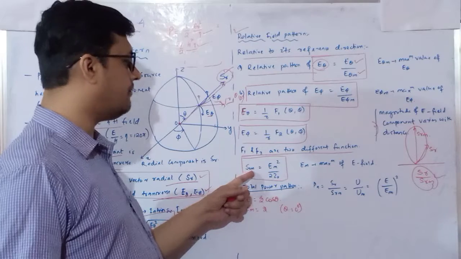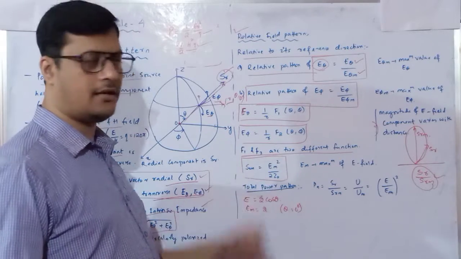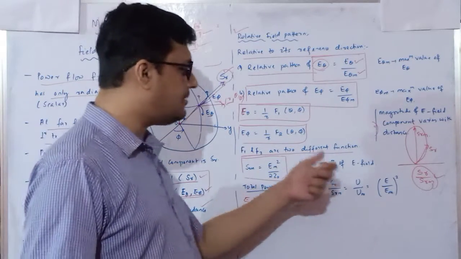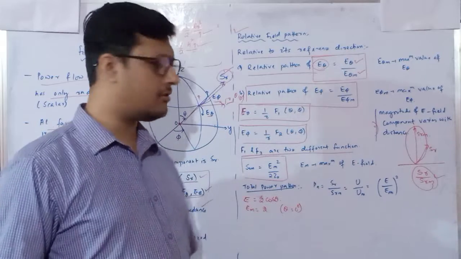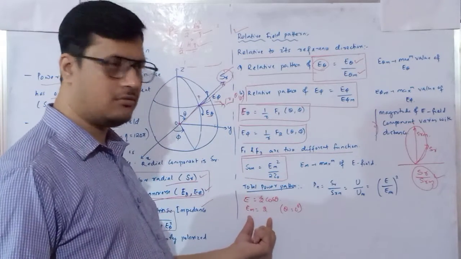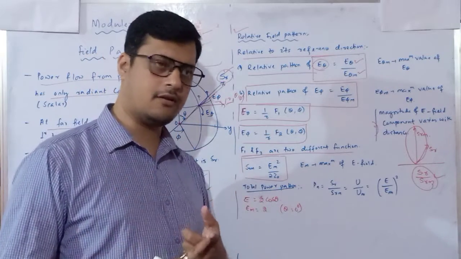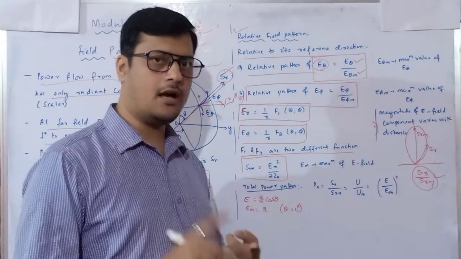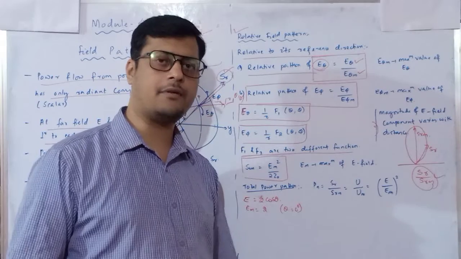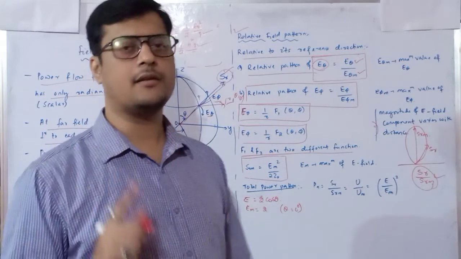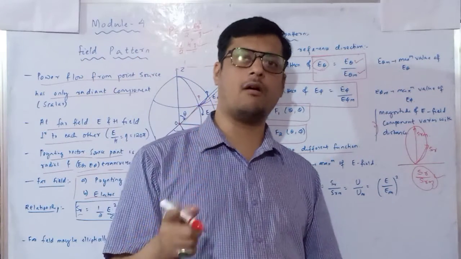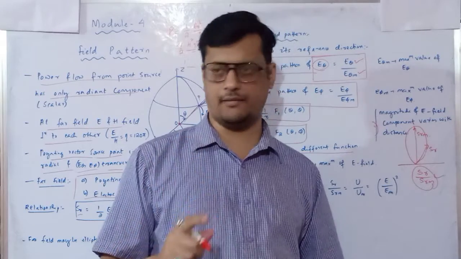Similarly, SRM is equal to EM square divided by 2 Z naught, where EM is the maximum value of the electric field. So what is the maximum value of the electric field? It is 2. So you substitute 2 here, square it, and divide by 2 Z naught, and you will get SRM. Now, how do I identify the power pattern? The power pattern is identified by taking the ratio of SR divided by SRM.